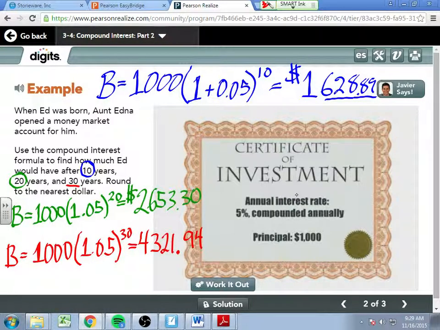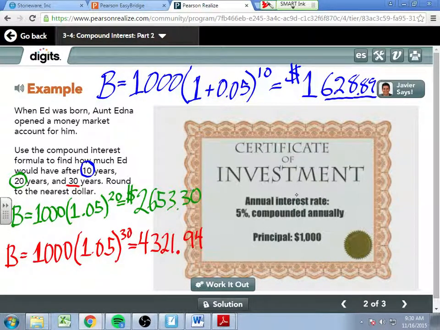Luke, for the B times 20, it says 29. The blue one? No, for the green one. It was 29 cents. I just rounded up because it was 0.297. So that would round us up. Is that a lot of money?